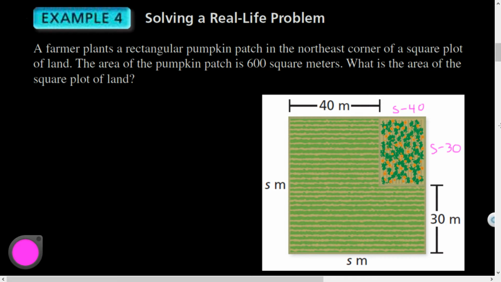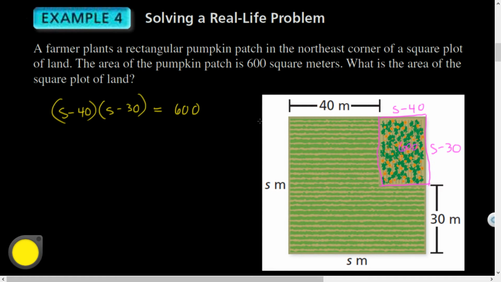So let's see. A farmer plants a rectangular pumpkin patch. Okay, so this is a rectangle, the pumpkins. I see those pumpkins. All right, the area of the pumpkin patch is 600. So this is 600 right here. And how do I find the area of a rectangle? Length times width. And I happen to know their length and width. So it turns out the area is going to be s minus 40 times s minus 30. Ooh, this is a good problem right here. And that area is equal to 600.